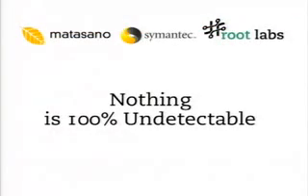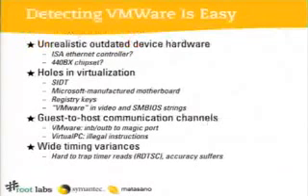So here's the central claim of our talk, which is that nothing is 100% undetectable. Every potential rootkit that's been out there, we've found ways to detect it. So Peter is going to talk a little bit about detecting software virtualization.